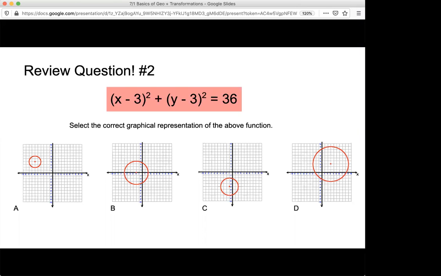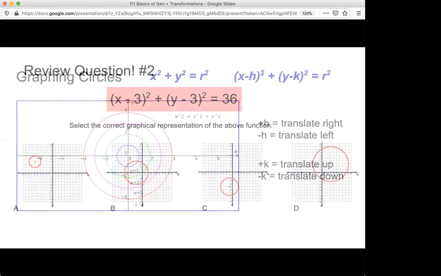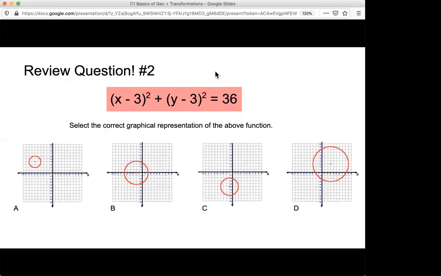Okay, so the answer is D. Congratulations, you guys got it right. Are there any questions? I'm just gonna go over it. Just a quick overview. So x minus h, that's the parent function. And because 3 is already positive, it's gonna translate 3 to the right. Since k is positive, it goes 3 up. And so 36, we're gonna square root that, that's 6.